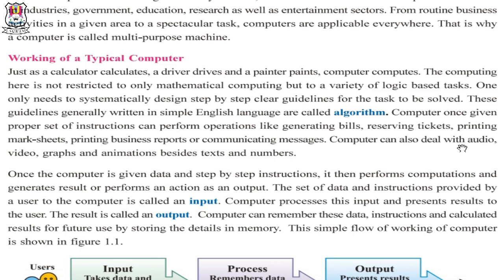as output. The set of data and instructions provided by a user to the computer is called an input. The computer processes this input and presents results to the user. The result is called an output. A computer can remember this data, instructions and calculated results for future use by storing the details in memory. This simple flow of working of a computer is shown in figure 1.1.